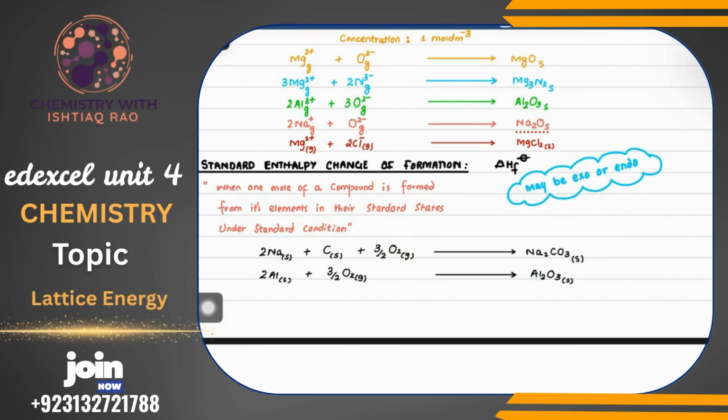Oxygen is a gas at room temperature, so we must know the state symbols. Overall, I can say this is the formation. Then we have to balance the chemical equation. Again, don't write any number over there.